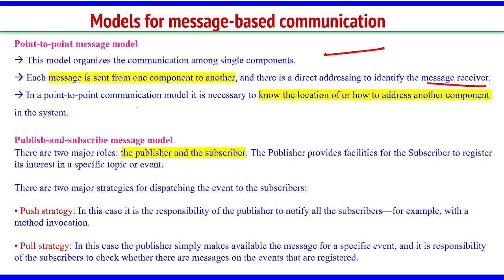In the point to point communication model, it is necessary to know the location of, or how to address, another component in the system. Only if I know your number, I can send a one to one message, or otherwise it could be broadcasting only. So in the point to point message model, communication happens between only two different entities, and it is important to know the destination or the other component's address.